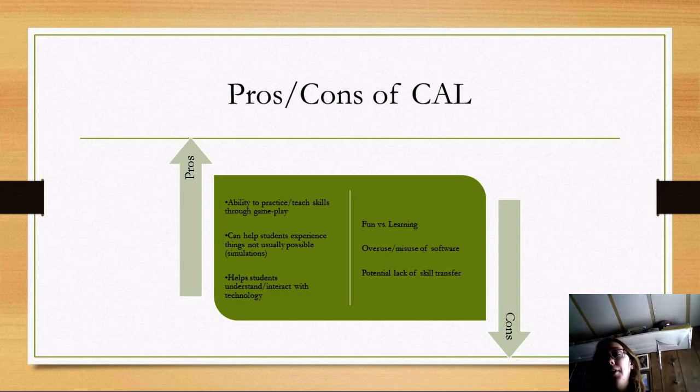And then overuse and misuse of software. These certain software types are intended for certain purposes. Like, we'll go over this in the next slide, but tutorial programs are different from simulation programs, and if you are using a tutorial program as a simulation program, you're not going to be teaching them effectively what needs to be taught through that program.